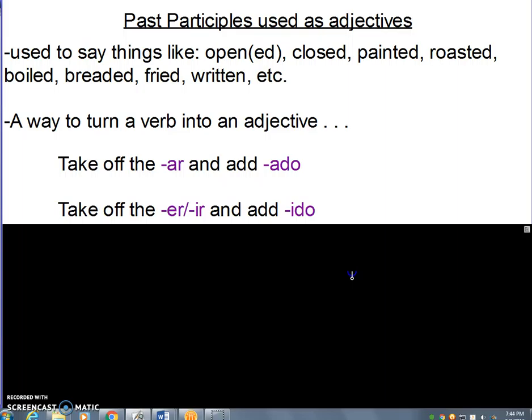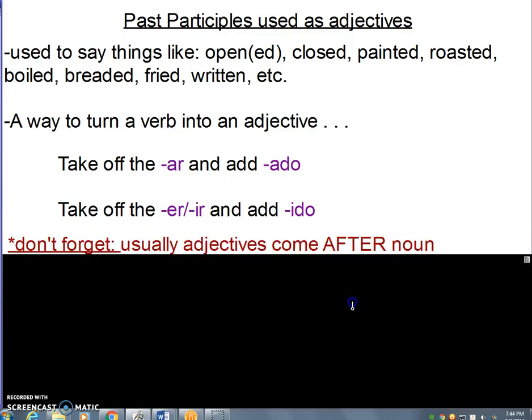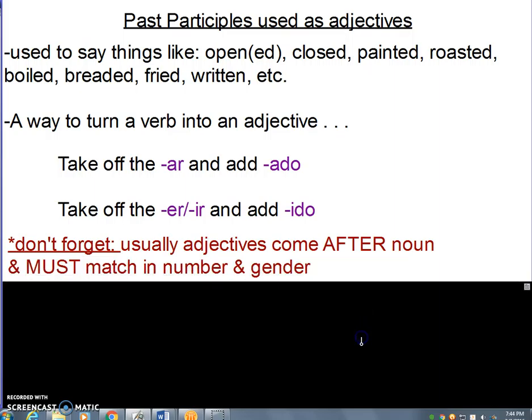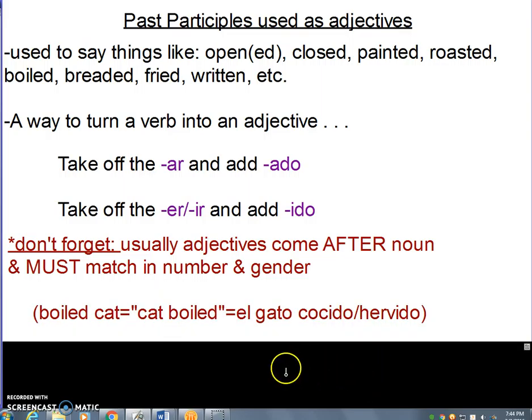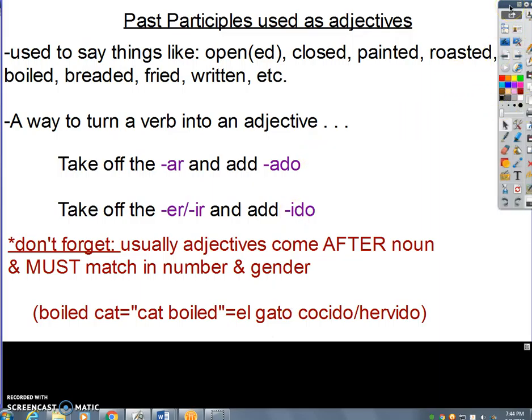Since sometimes we're using them like adjectives, we need to remember that they usually come after the noun. Black cat is usually cat black in Spanish, and they have to agree in number and gender. Last year, a popular phrase in the class was boiled cat. So boiled cat would actually be cat boiled, which, if you remember any of your food vocab from Spanish 2, cocer and hervir both mean to boil, so cocido or hervido. If I'm going too quickly, press pause so you can write it down. Otherwise, I'm just going to keep going.